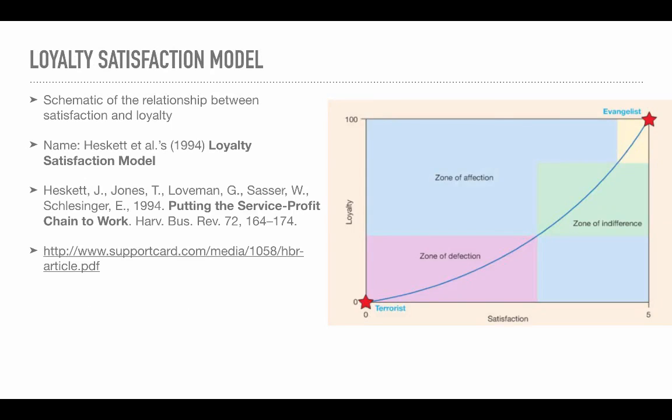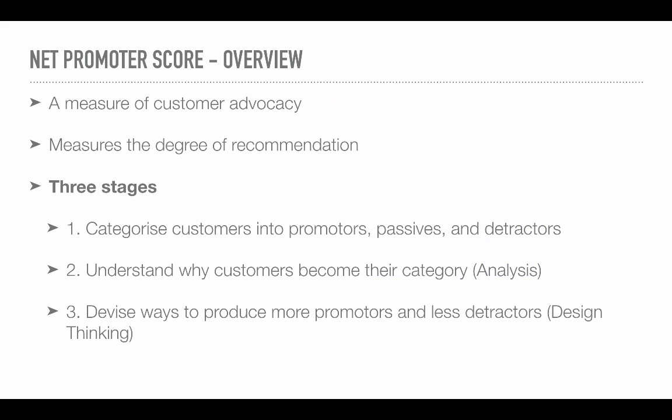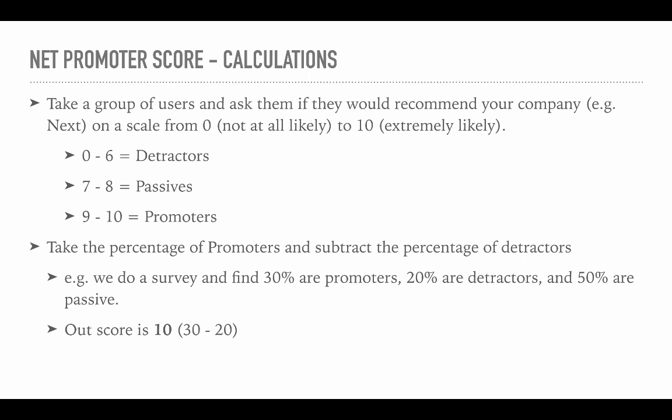And looking back at that loyalty satisfaction model, we can see along this curve, if you're going to rank 0, you're a terrorist, you're right down the bottom end. If you're ranking 10, you're an evangelist, right at the top. So we get that. And then we can rank people and say, right, well, you scored between 0 and 6, right?